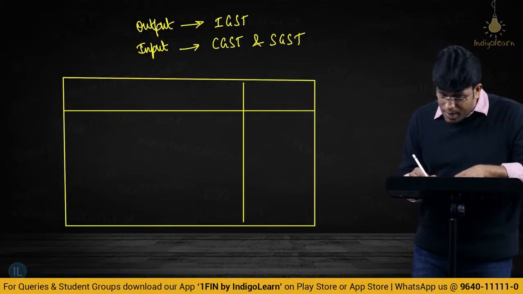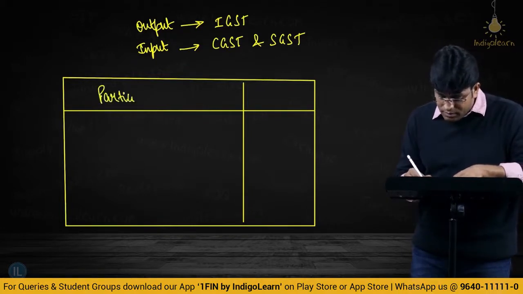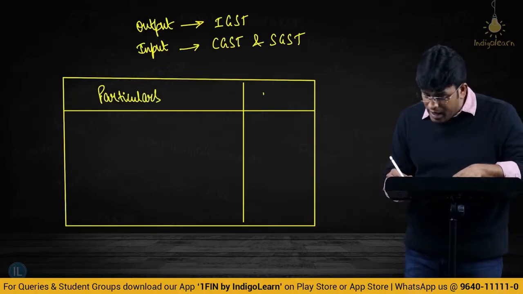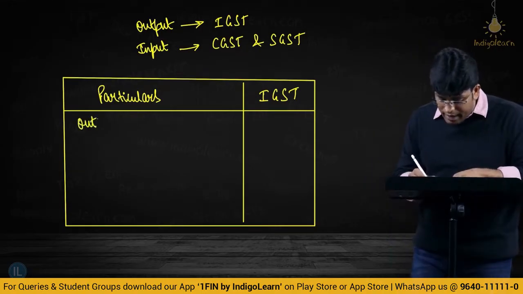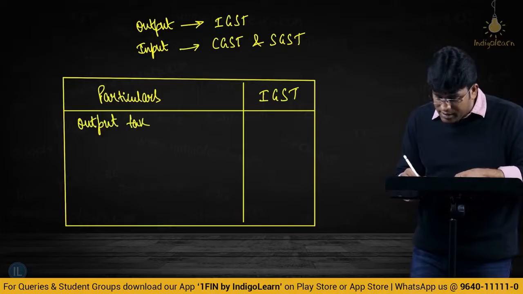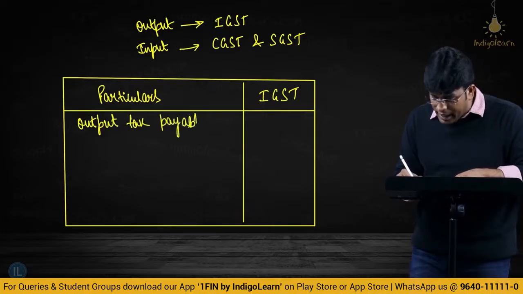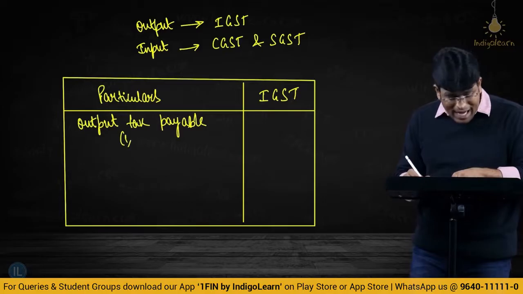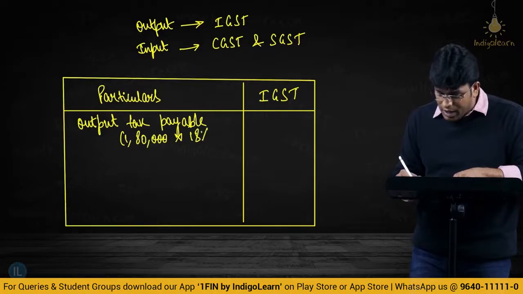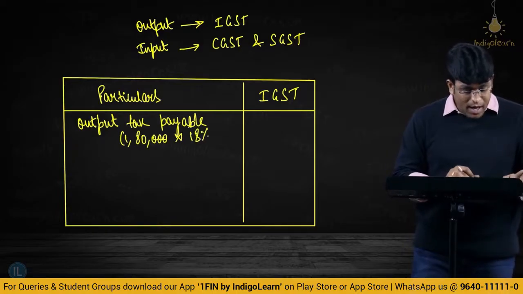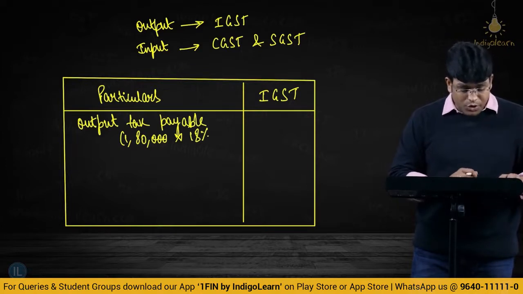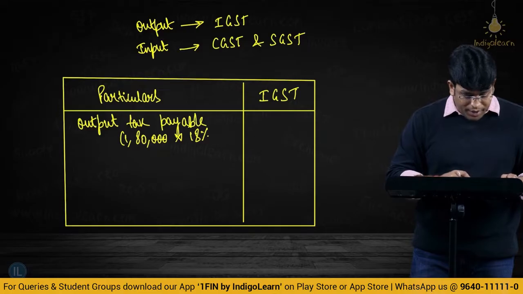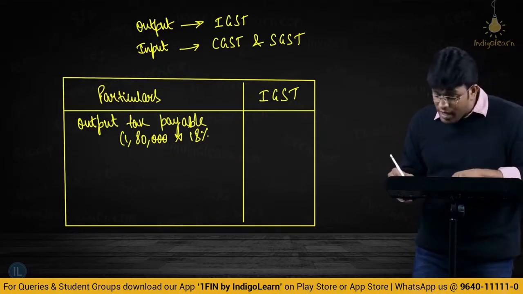and I'll write what now? Come on, particulars, and I will take my output tax, that is what, sir? IGST. Come on, my dear friends, tell me now. In the particulars column, I will take the story as what is output tax payable. Come, what is payable? 1,80,000, 1,80,000 into 18%. How much does it come to? 1,80,000 into 18% comes to 32,400. How much is it coming to, my dear friends?